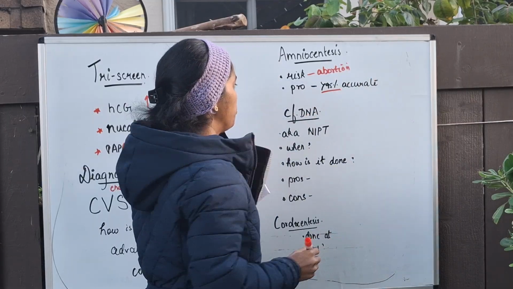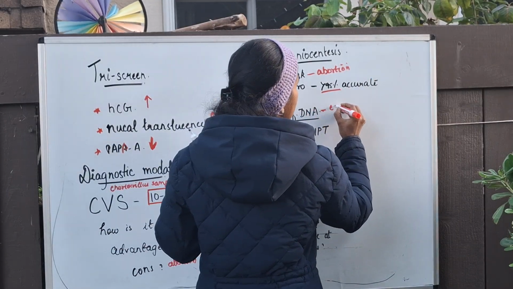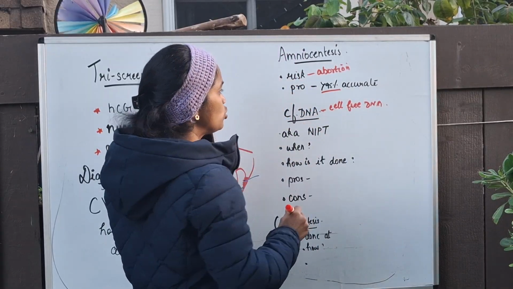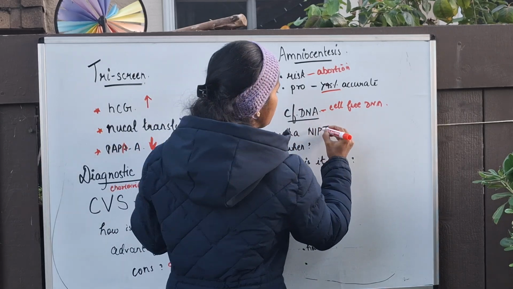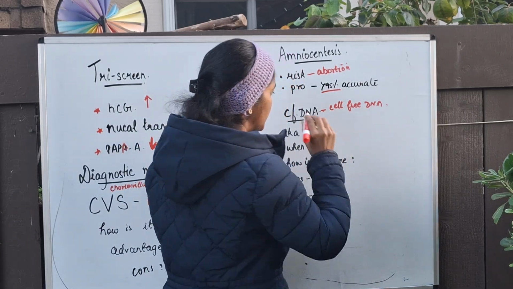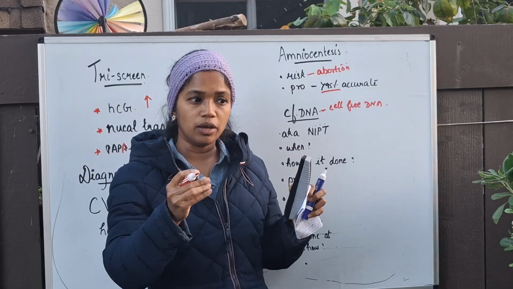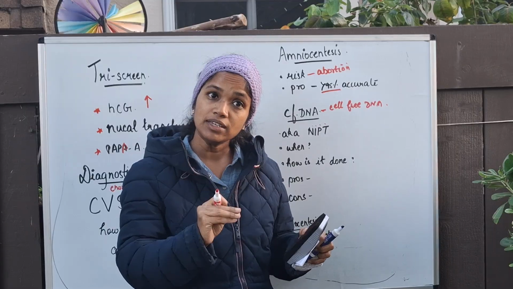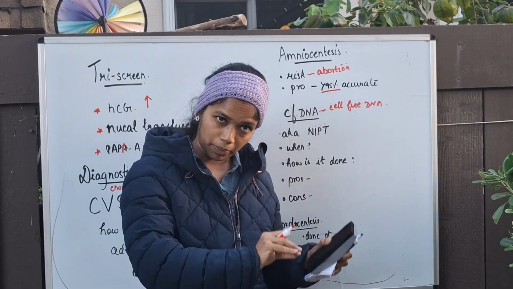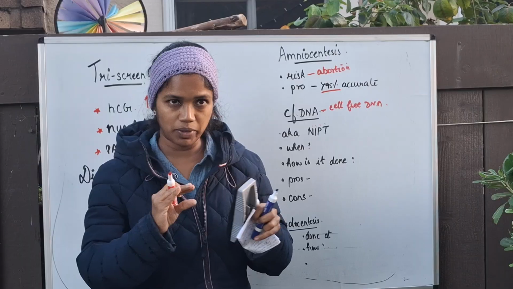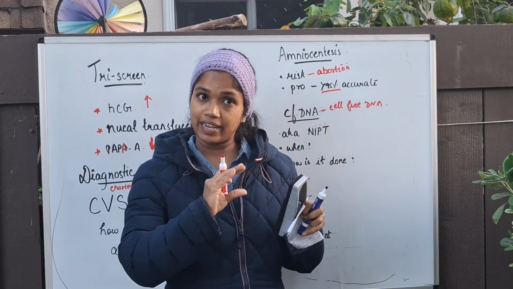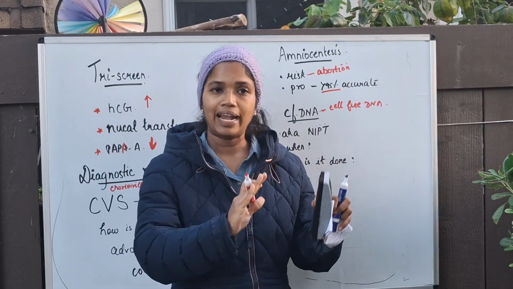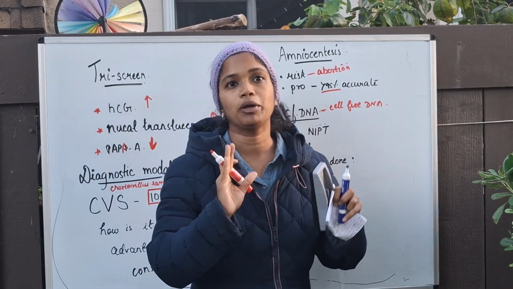We have another diagnostic modality which is known as cell-free DNA. So how is this done? This is also known as non-invasive prenatal testing, that is NIPT. So this is done even before 10 weeks. Here the mother's blood sample is taken. The mother's sample will contain both the chromosomes of the mother as well as the fetus. Once the mother's blood is collected, the blood is centrifuged, the mother's chromosomes are removed, and the fetal chromosomes are analyzed for any karyotypic abnormality.